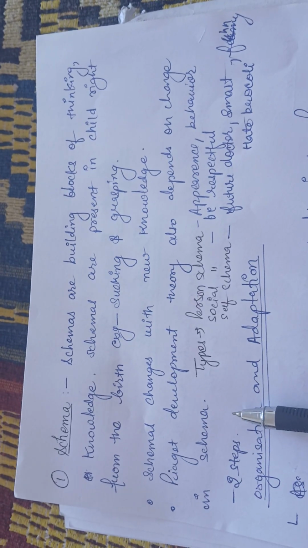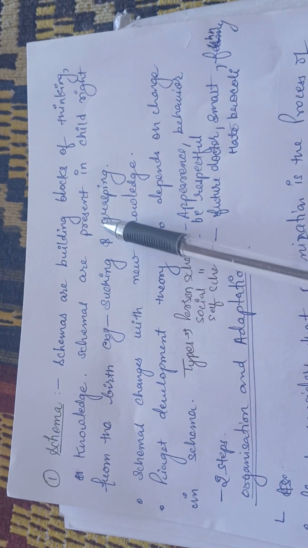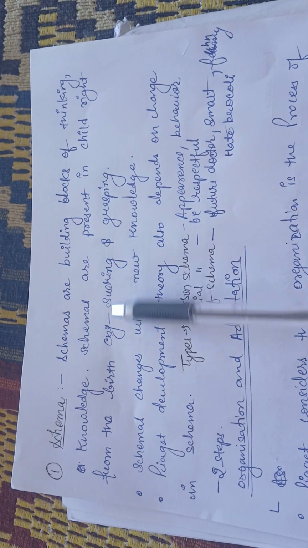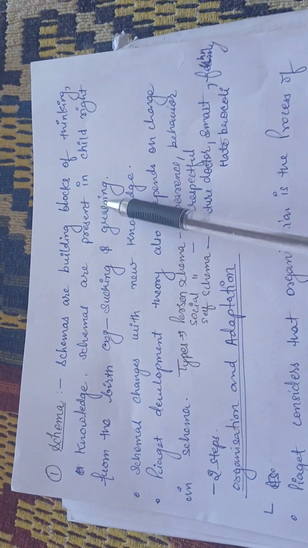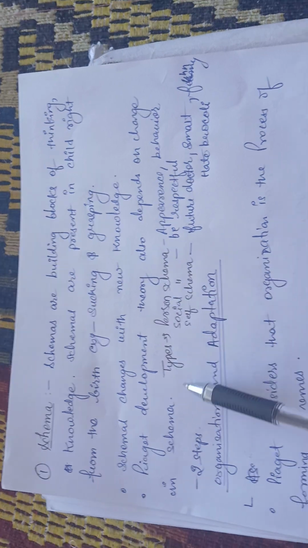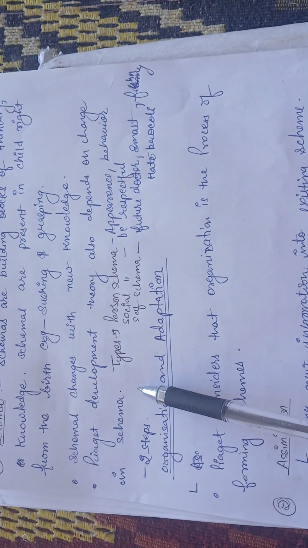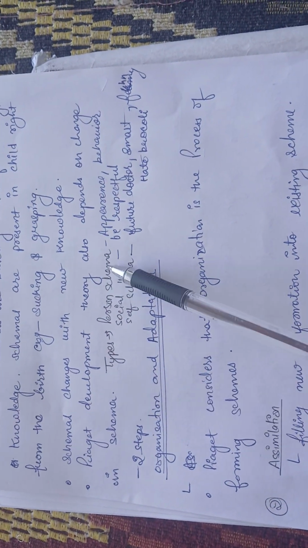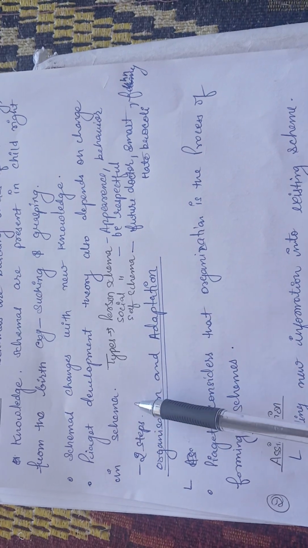Before that, we want to know what a schema is. Schemas are the building blocks of thinking and knowledge. Schemas are present in a child right from birth. Examples: sucking and grasping. Schemas change with new knowledge. Piaget's developmental theory also depends on the change in schemas.